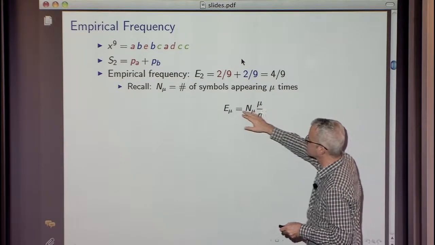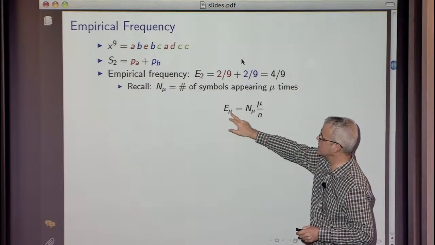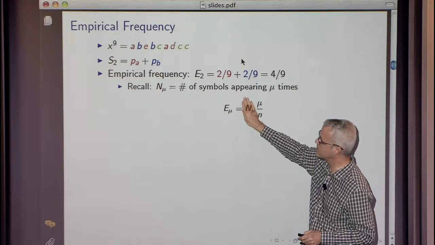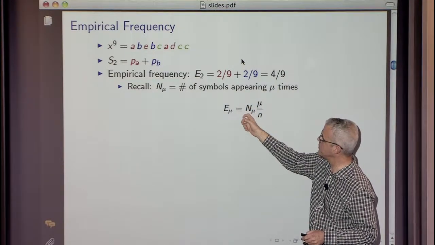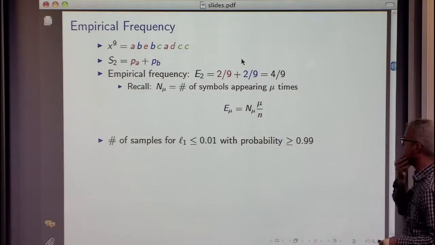And just reminding ourselves that n_mu is the number of things that appeared mu times. So the total probability that empirical frequency will give to things that appeared mu times is going to be: each one gets probability mu over n, and there are n_mu of them, so we multiply by that.